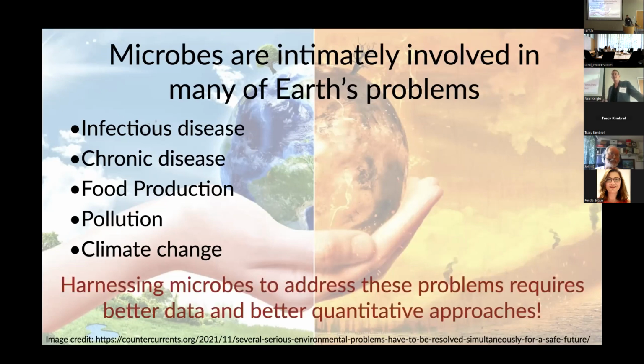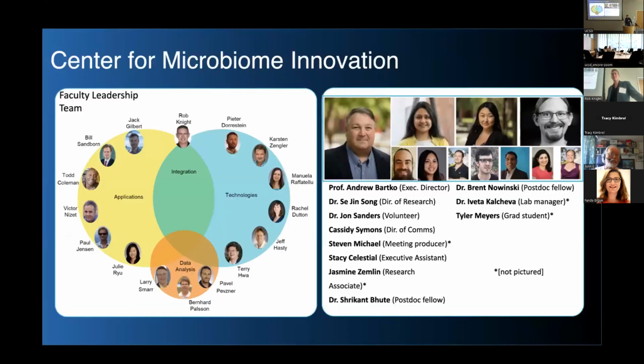And so harnessing microbes to address these problems could be really important for humanity and for the rest of the planet. But what they require is better data and better quantitative approaches to dealing with that data, which is mostly what I'll focus on today.